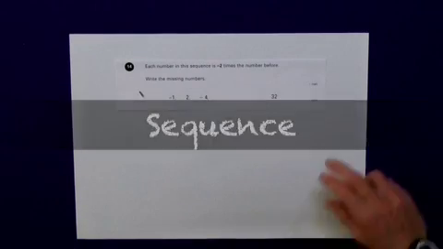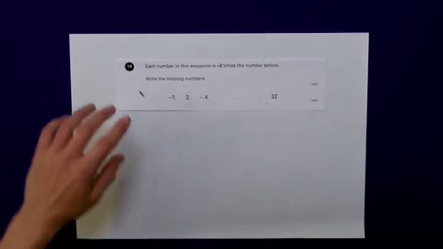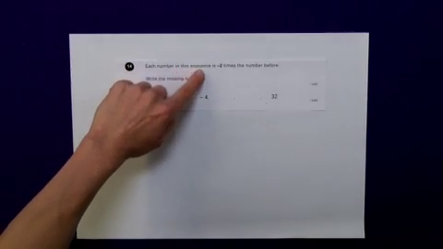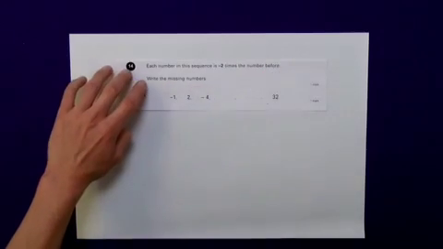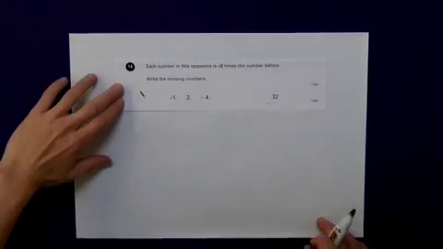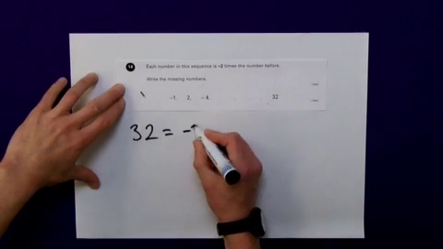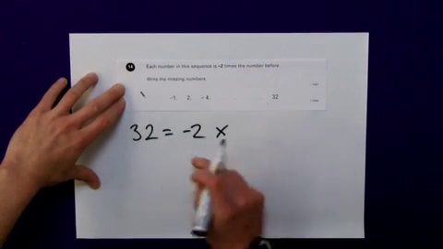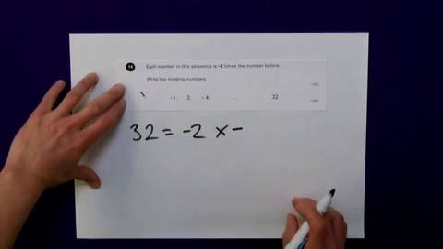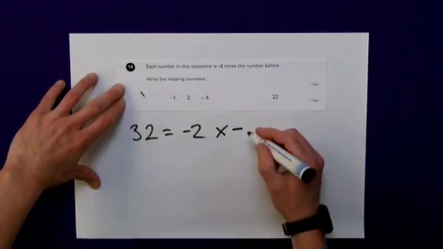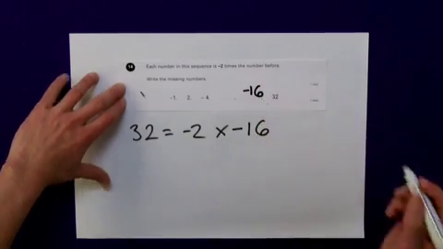This one's quite an easy one, and it's worth 2 marks. There are 2 answers, so obviously 1 for each of these. The question reads, each number in the sequence is minus 2 times the number before. Write the missing numbers. I'm going to work backwards for both of these. I'm going to start with my 32, and that has to equal minus 2 times something. Now this is positive, so here I've got a negative number. It must be multiplied by another negative to give me a positive answer, and that is obviously going to be 16. So that's my first answer in there, minus 16.